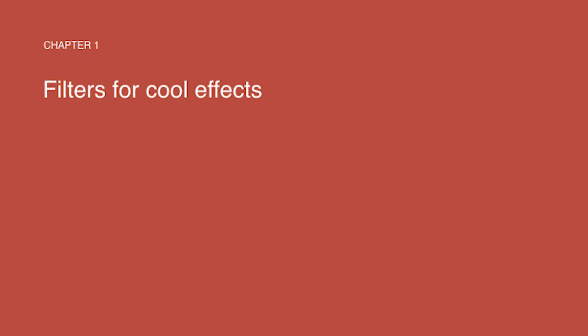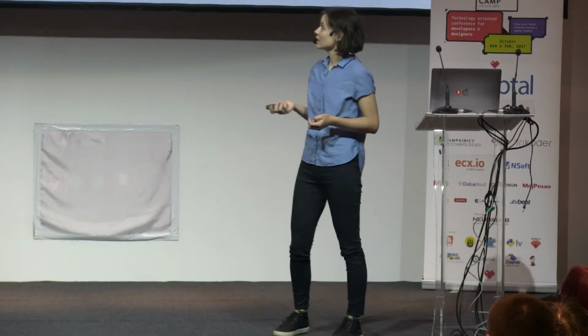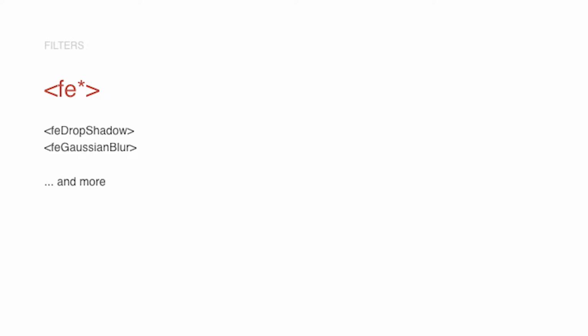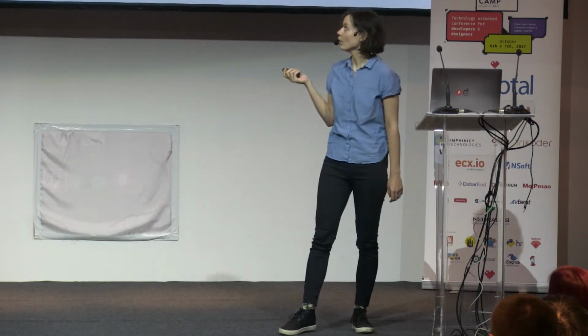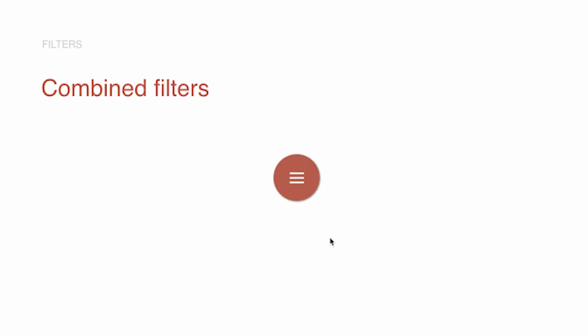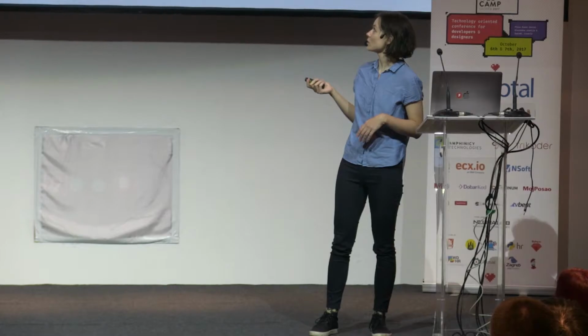And one of those things is filtering. We can get very cool effects with filters. So in SVG, filters are contained within the FE elements with the prefix FE, standing for filter effects. And some of the more commonly used ones are drop shadow or Gaussian blur. But there are many more. There are many more so-called filter primitives in SVG that we can use not only by themselves, but also combined to make more interesting and complex filters. One of the more popular examples is this GUI menu effect combined filter. Now, does anybody know how this was done in SVG? Ivan?